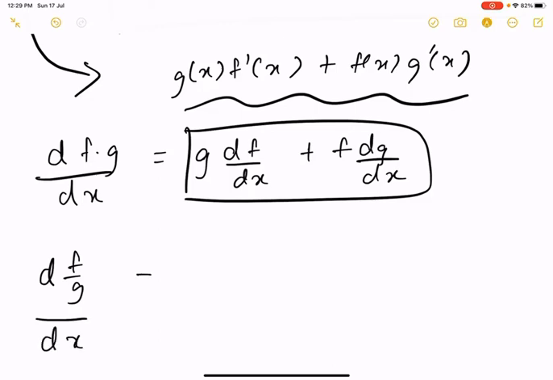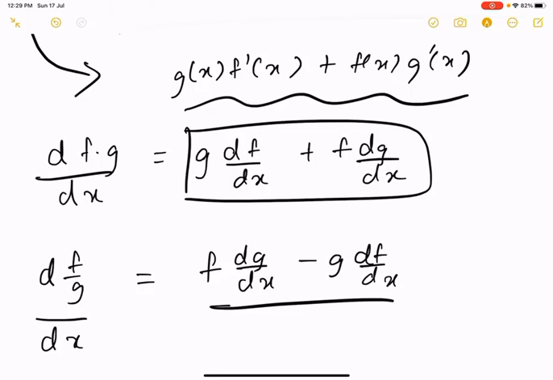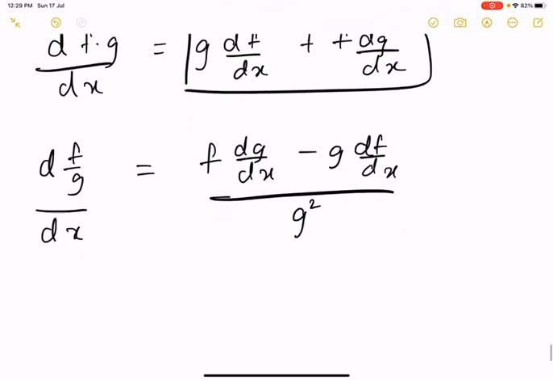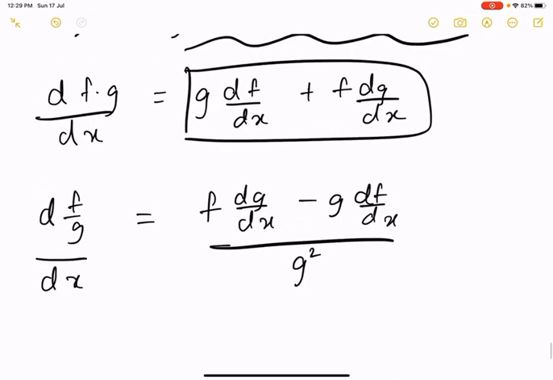Now what about division? Division is simple. Not as simple, but the proof is simple. Proof is left as an exercise for you. This is going to be this minus g times differentiation of x divided by g square. So this formula you also prove it as an exercise.